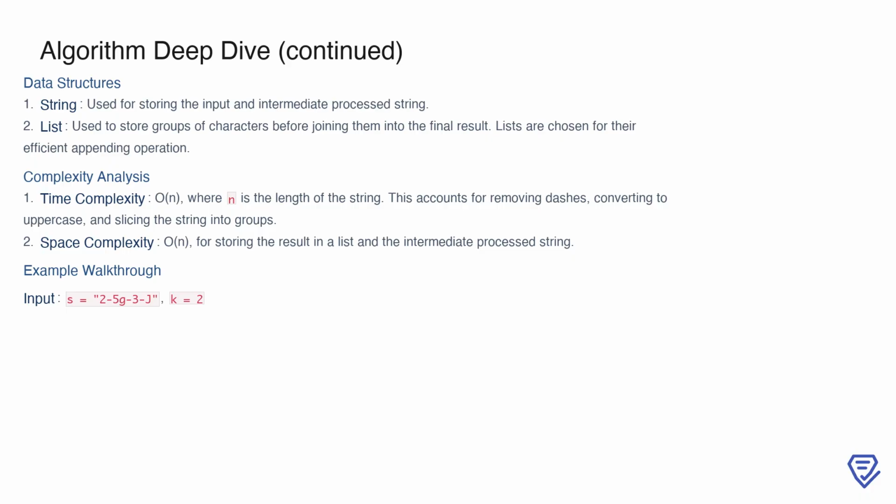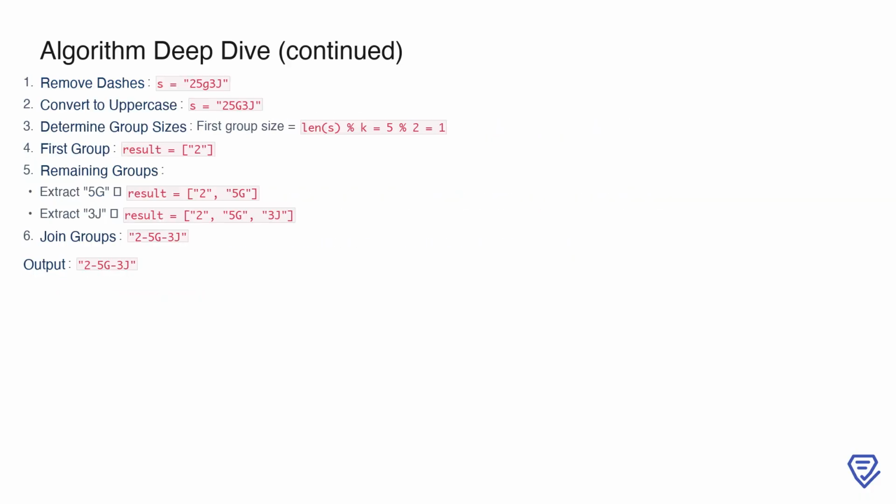Let's take an example to walk through the solution. Suppose the input string is 2-5G3J and the group size k is 2. We'll apply the algorithm step by step to see how the output is generated. First, we remove the dashes from the input string. This gives us s equals 25G3J. Next, we convert all the characters to uppercase, resulting in s equals 25G3J.